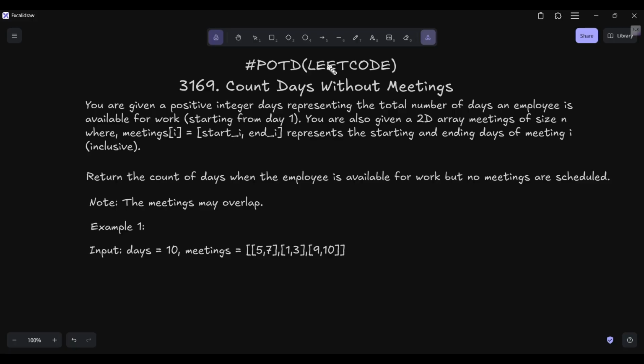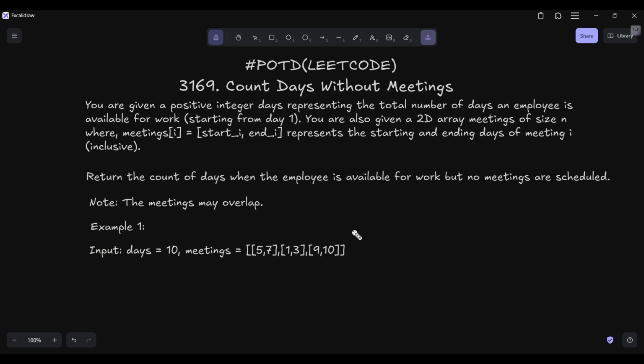Okay, so here's the next question for the problem of the day, that is Count Days Without Meetings. What this question is basically saying, let's just see. In this there are two things given in the input: days, that's the total number of days, and meetings, which is a 2D array.